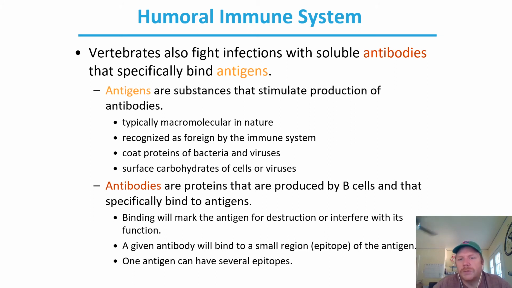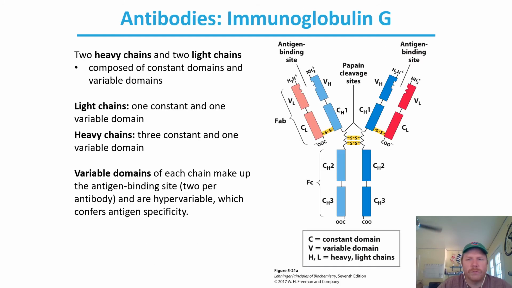Antibodies are proteins that are produced by B cells and that specifically bind to antigens. Binding will mark the antigen for destruction or at least interfere with its function. A given antibody will bind to a small region of that antigen, and one antigen can actually have multiple epitopes. I think that in the past 3 months or so, because of COVID-19, we've heard the term antigen antibodies almost nonstop. But this is where we're talking about immune responses, and for those of you who have taken any sort of immunology classes, you've heard this well before.